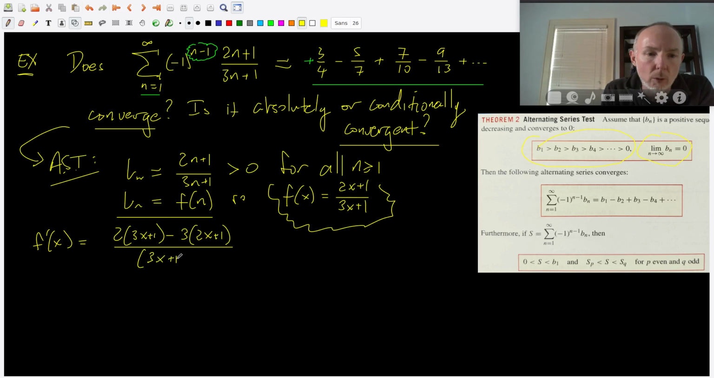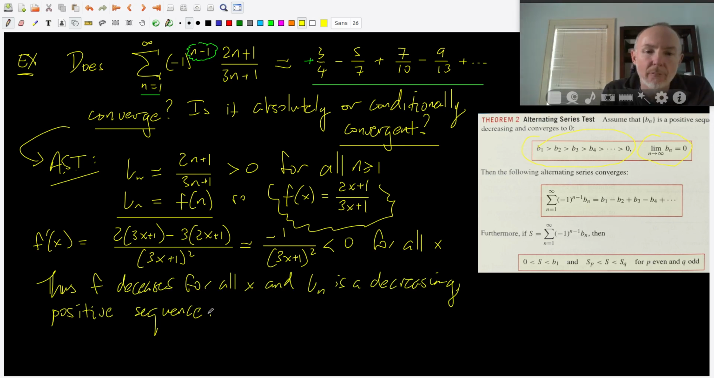And then we're going to take that whole thing and simplify, and we find it's minus 1 over something squared, and so it's always negative for all x. Therefore, f is a decreasing function, and from that we conclude that b sub n is a decreasing positive sequence. We've already shown it was a positive sequence up here, and so it's definitely decreasing, and so the last thing to think about is the limit.